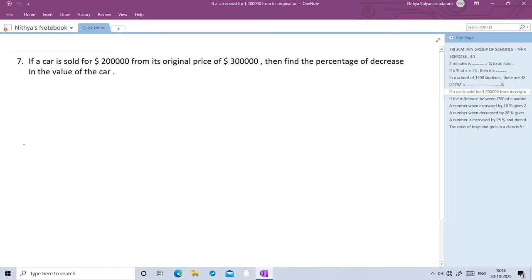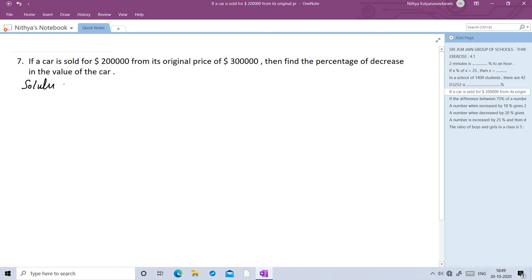Next question. If a car is sold for rupees 2 lakhs from its original price of rupees 3 lakhs, then find the percentage of decrease in the value of the car. So the car is sold for rupees 2 lakhs from that original price. The original price is given, 3 lakhs. Then we need to find the percentage of decrease in the value of the car.